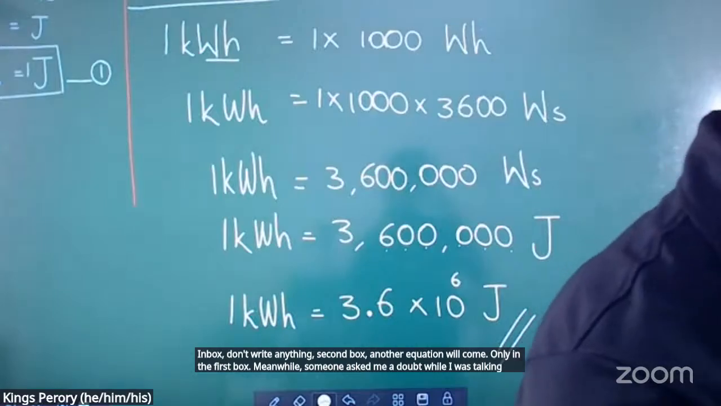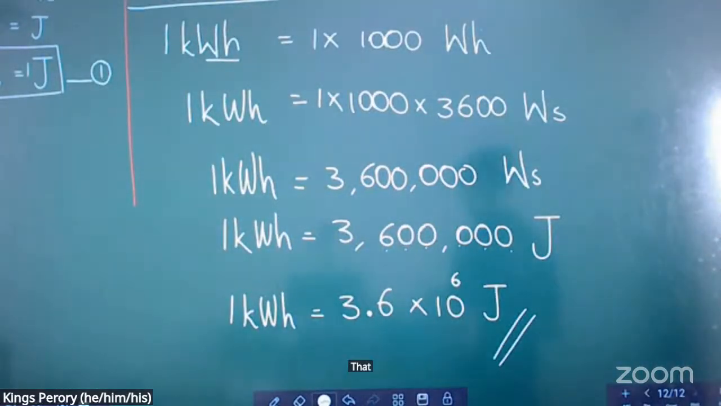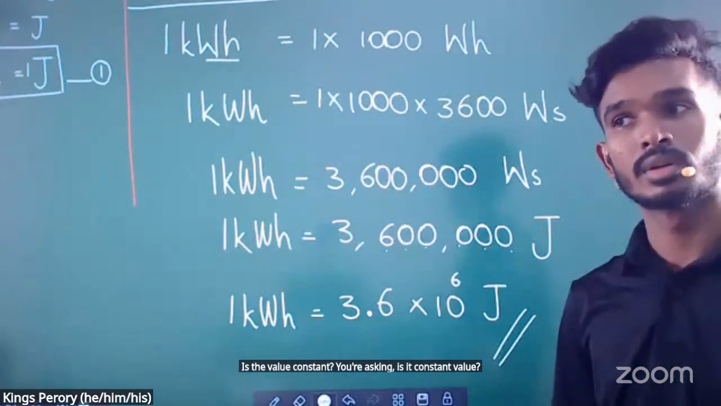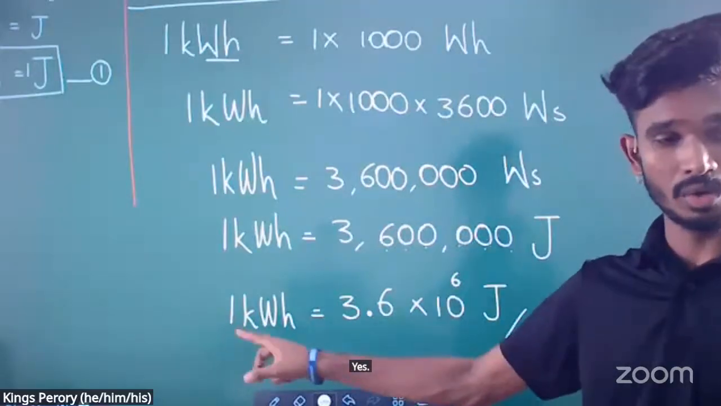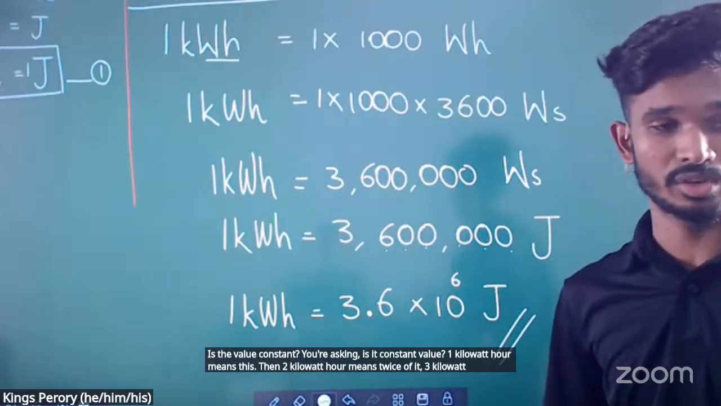Now you can ask. 3.6 into 10 to the power 6 is constant for 1 kilowatt hour? Is it a constant value? Yes. 1 kilowatt hour means this. Then 2 kilowatt hour means twice of it. 3 kilowatt hour is thrice of it. It is a constant value.